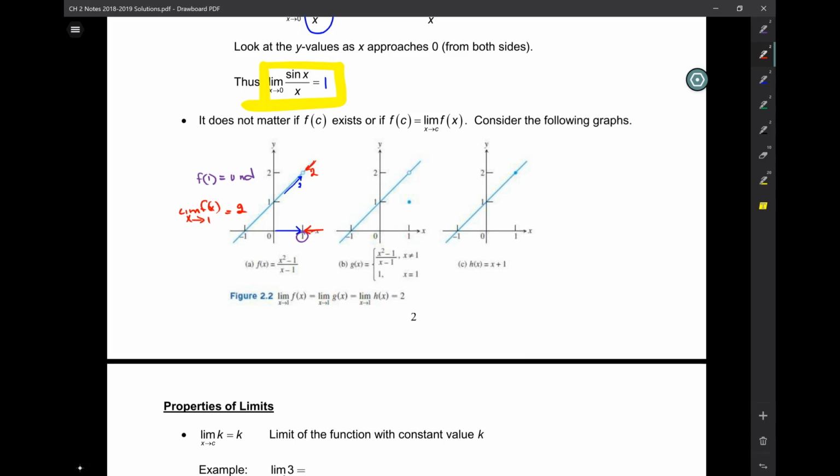All right. So let's take a look at the other one. Now this is g of x. What's g of 1?